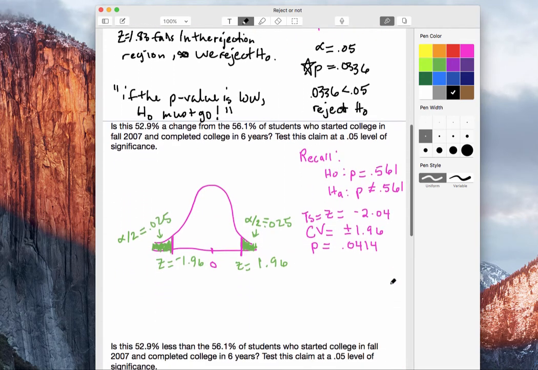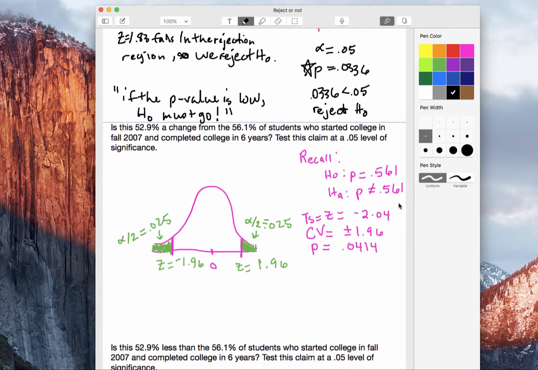So, second example, critical values. We were looking for a change. Is 52.9% different than 56.1%? In previous videos, we'd come up with two critical values. We had to split our alpha into two pieces because of this two-tailed test. So our critical values ended up being a little bit bigger and smaller, plus and minus 1.96. And our test statistic was negative 2.04.